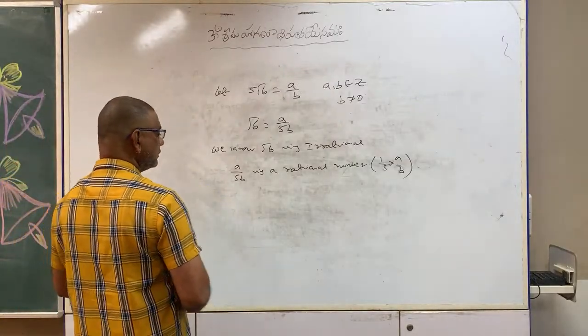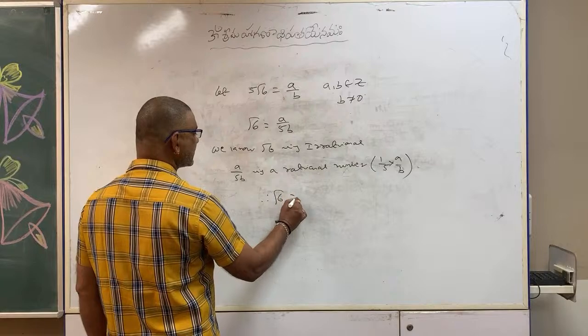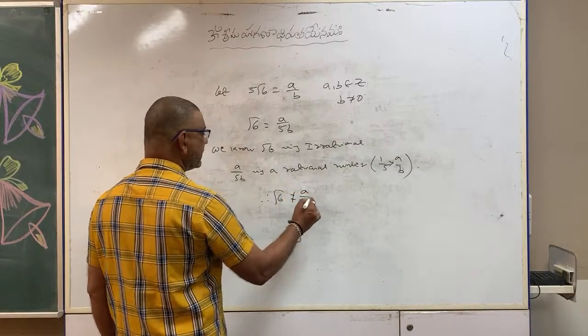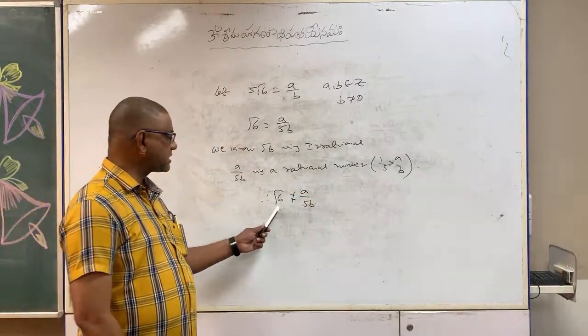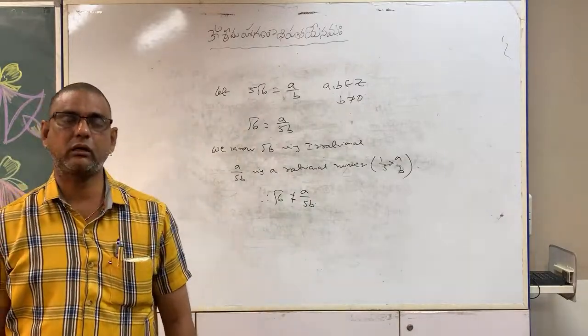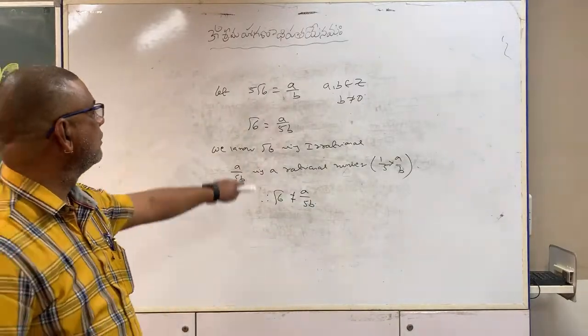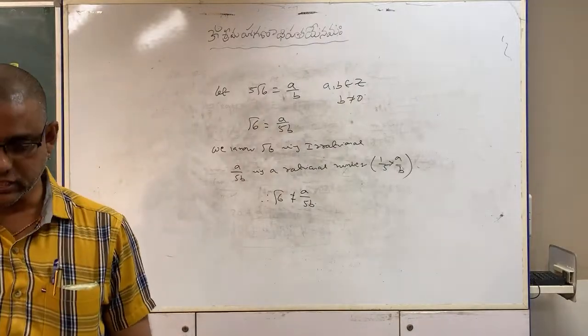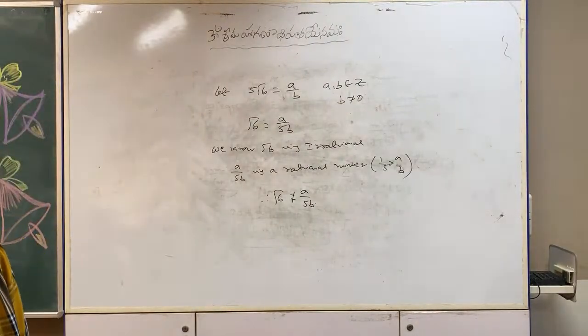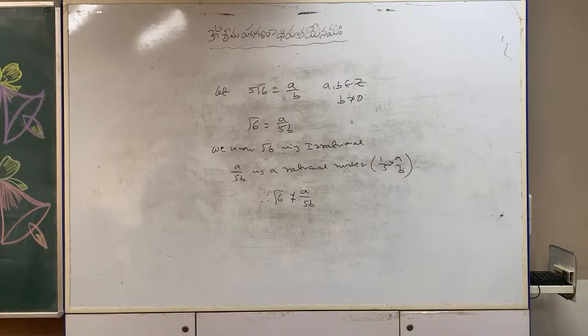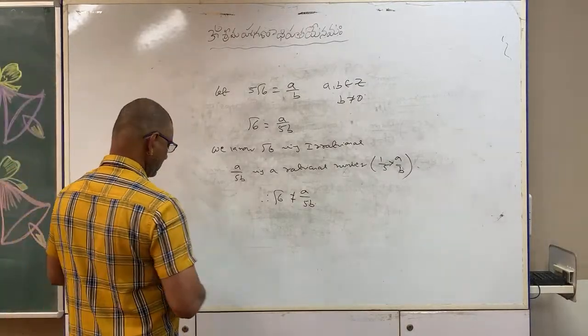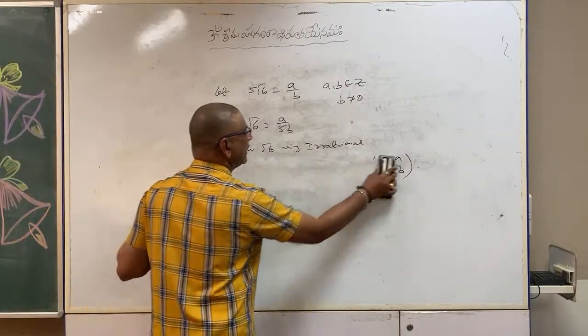So therefore, root 6 is not equal to a by 5b. An irrational cannot be equal to a rational number. So, 5 root 6 is an irrational number. That's all. It's a 2 marks question. Don't waste the time. Okay na? Right. Next.